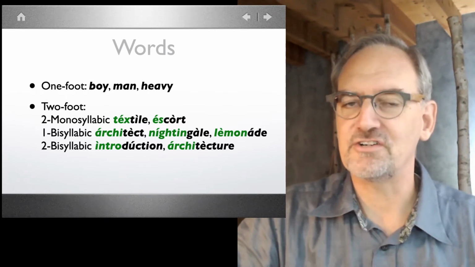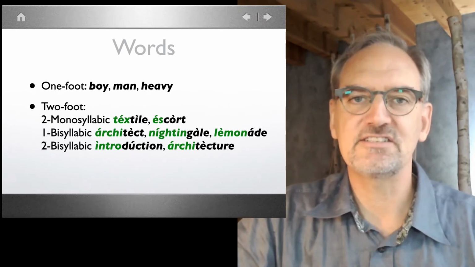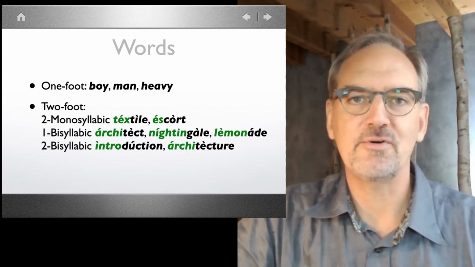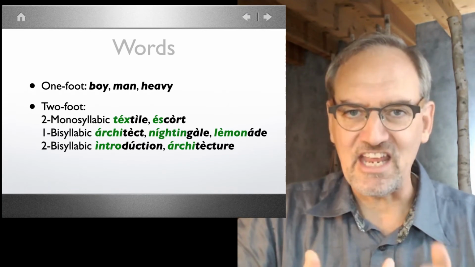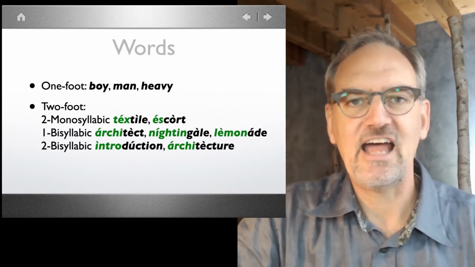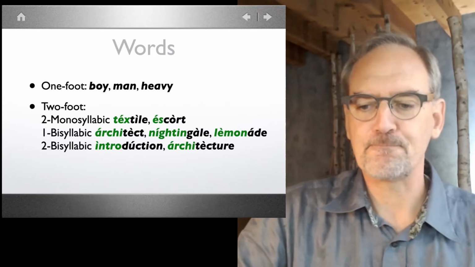So the stress patterns are different because introduction has primary stress on the second foot, and architecture has primary stress on the first foot. But within each bisyllabic foot, the first syllable has stress, the second syllable does not. Okay.